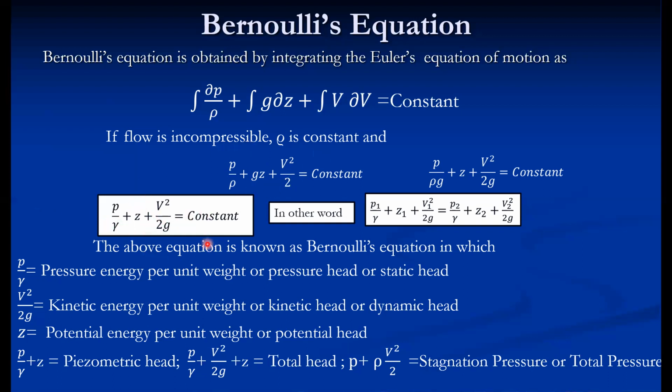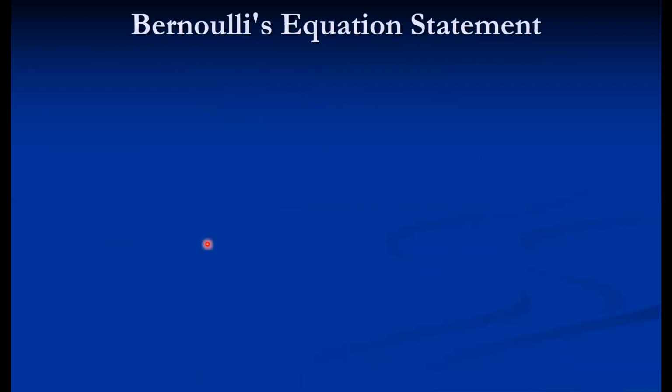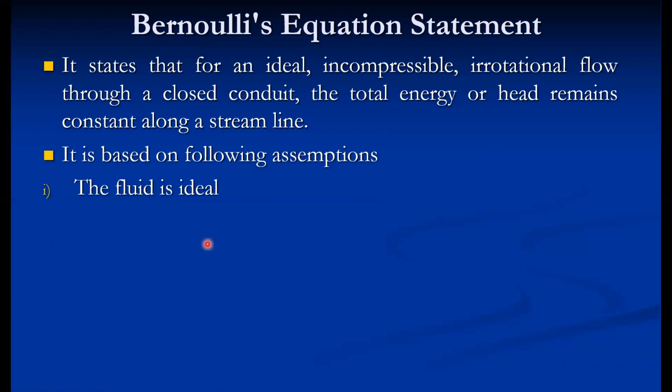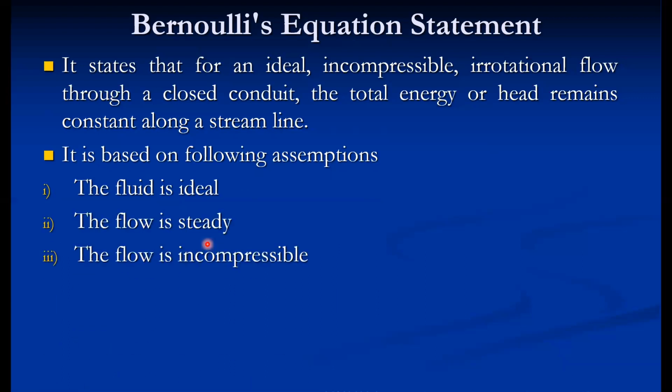So as for Bernoulli's equation, there are some limitations, because it mainly states that for an ideal, incompressible, irrotational flow through a closed conduit, the total energy or head remains constant along a streamline. It is based on certain assumptions: the fluid is ideal, the flow is steady, the flow is incompressible, and the flow is irrotational.